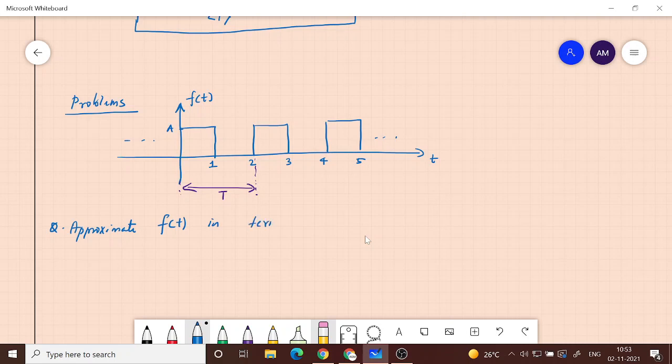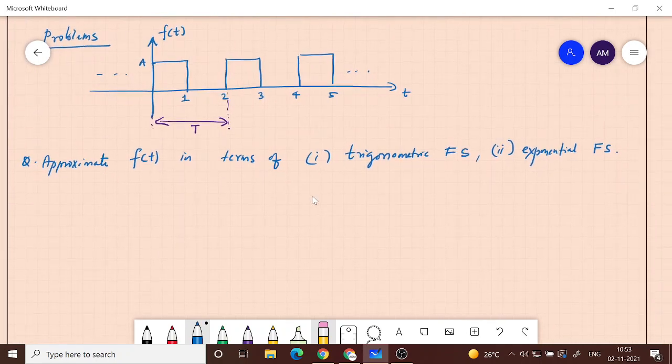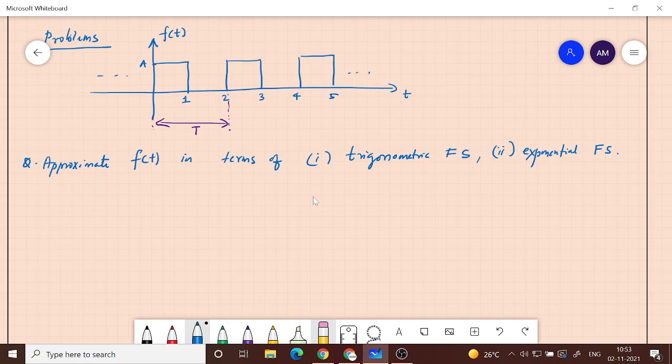in terms of number 1, trigonometric Fourier series, and number 2, exponential. The first part of the problem is trigonometric Fourier series expansion. Second is exponential. So this is the problem. All you need to find out is basically the constants. In all such problems, all you need to find out is the constants.